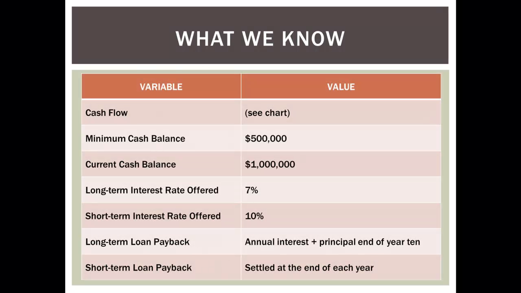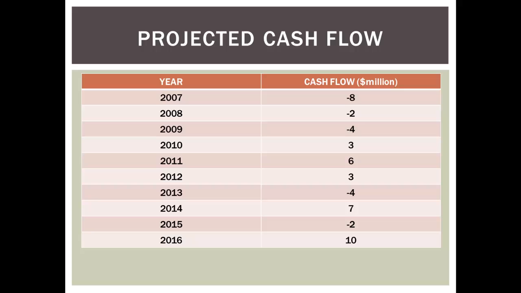So here's what we know now. We've just seen the cash flow on the chart, so we know that. We know that the company must maintain a minimum cash balance at the end of each year of $500,000. We also know that their current cash balance is $1 million. Now, let's just pause here for a second. If we go back to the chart, we can see that in the first year, in 2007, they're projecting a net cash outflow of $8 million.